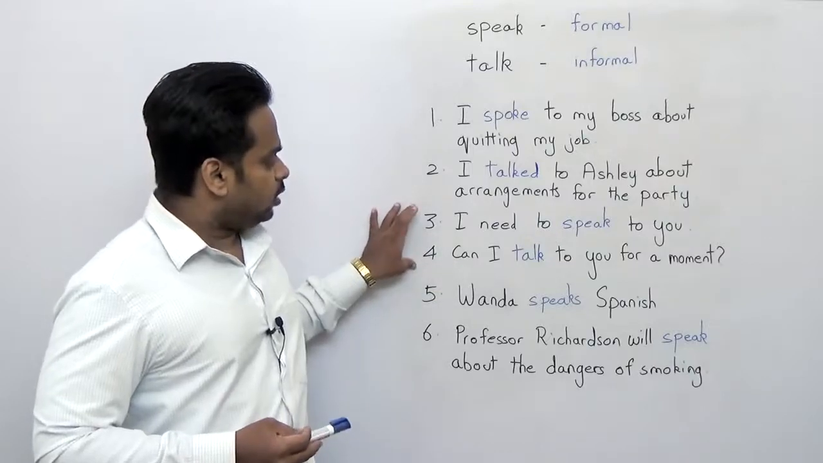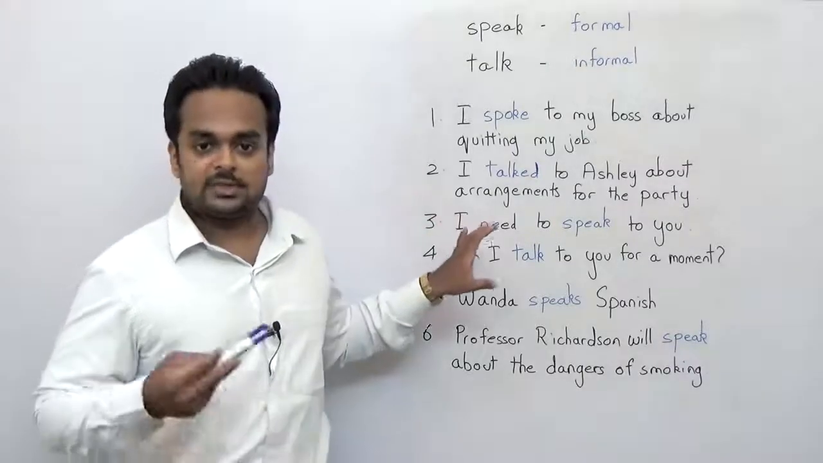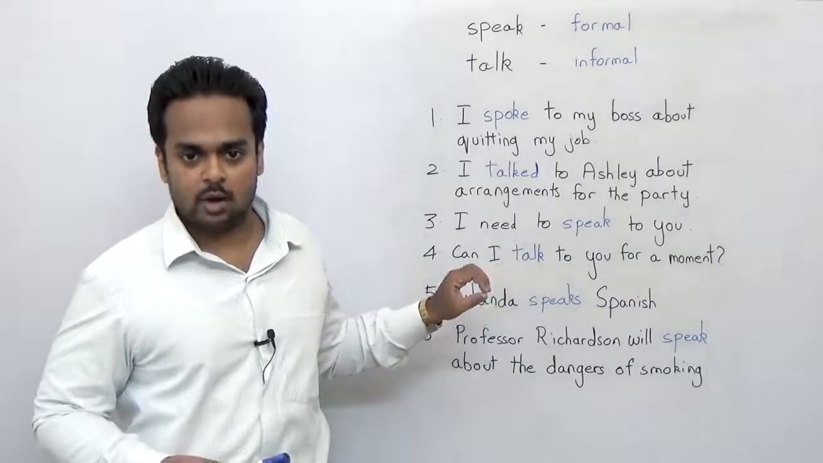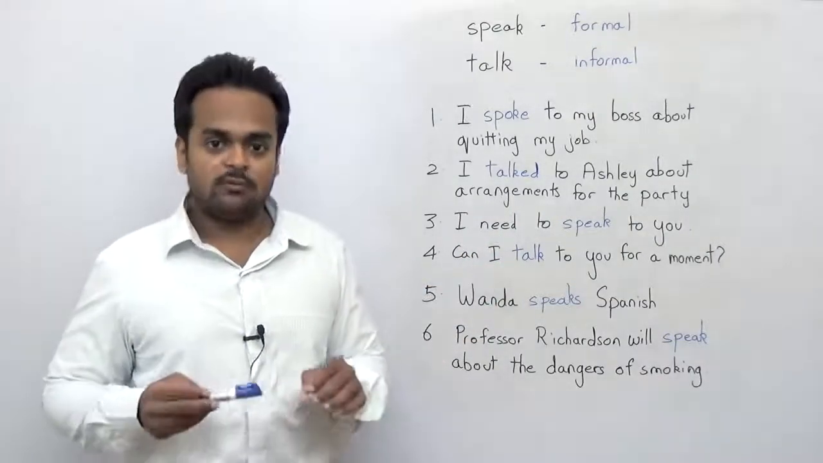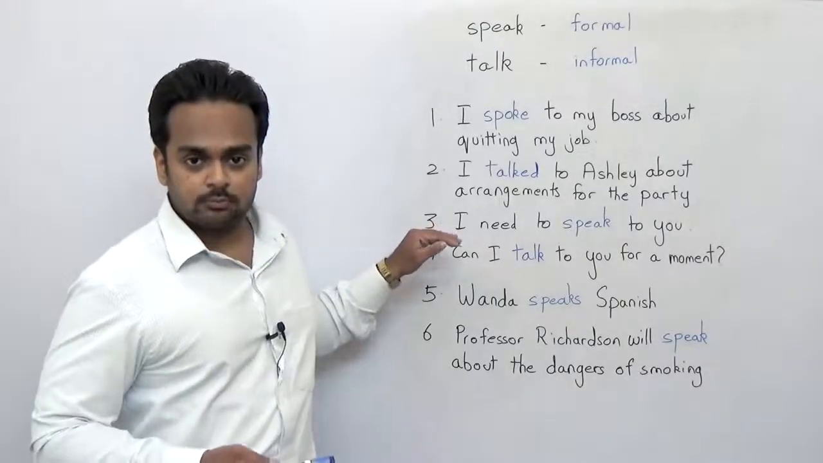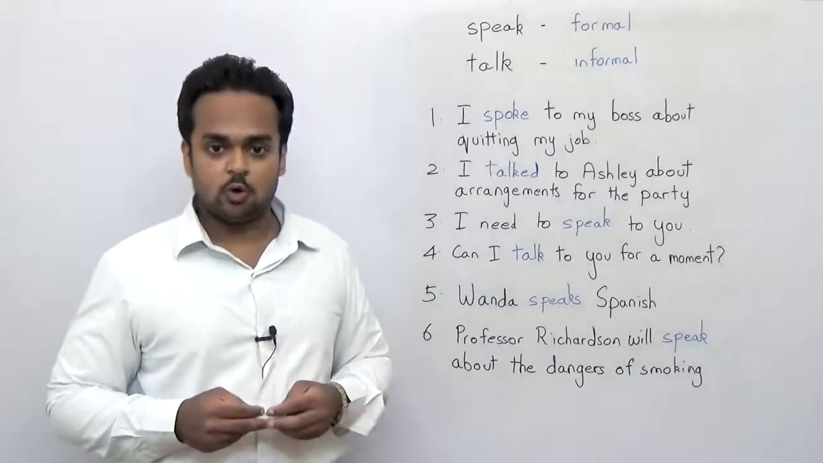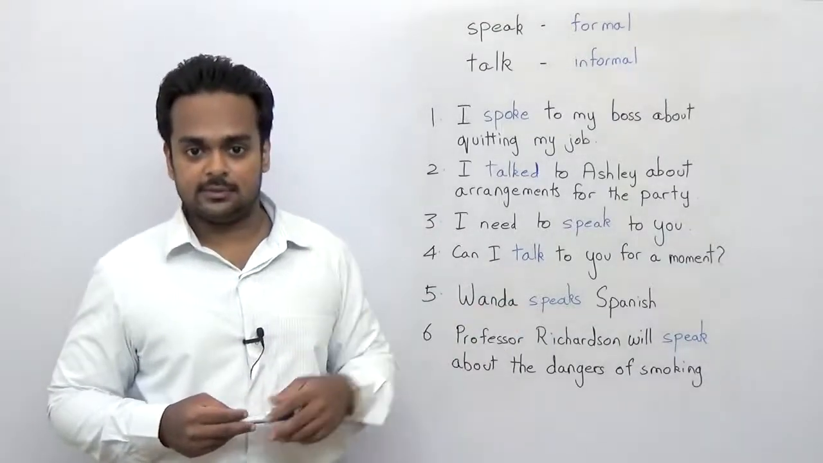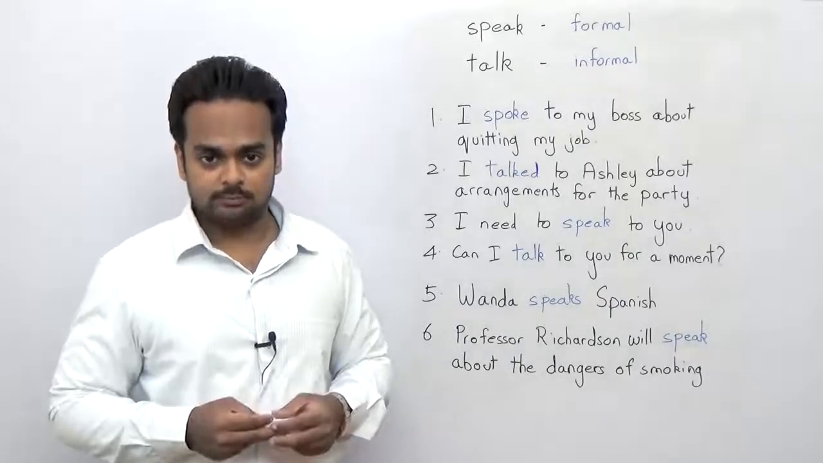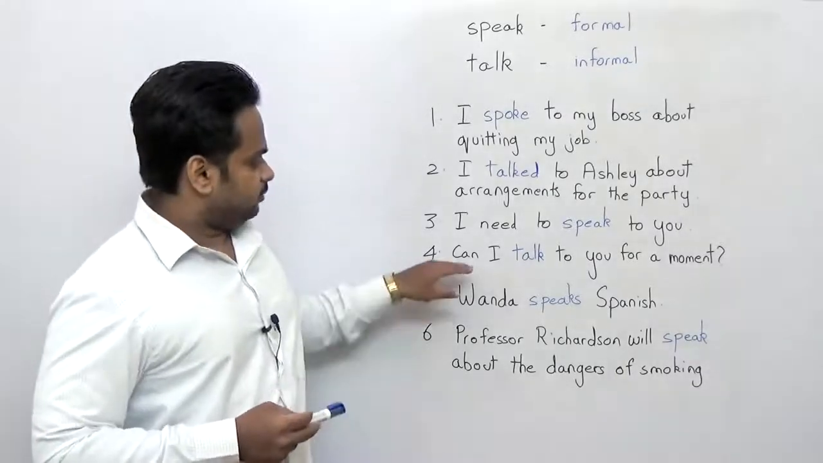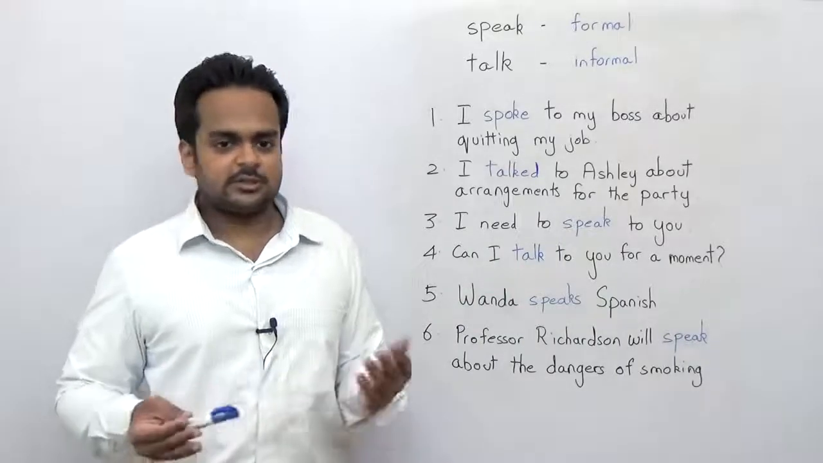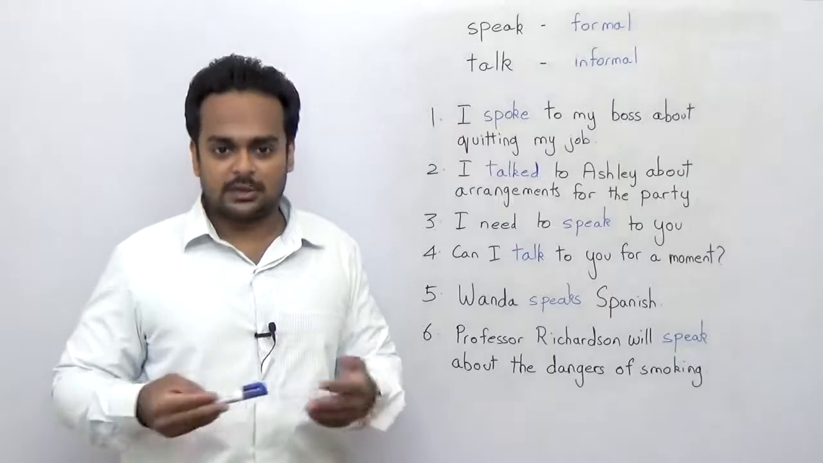These two are very common expressions that people use when they want to have a conversation with someone. If it's a serious or a formal conversation, you can say, I need to speak to you. A colleague might say this to you, or your boss might come and say this to you. And you know that they want to have an important conversation. And over here, hey, can I talk to you for a moment? That's not so serious, it's not so formal, it's more relaxed.